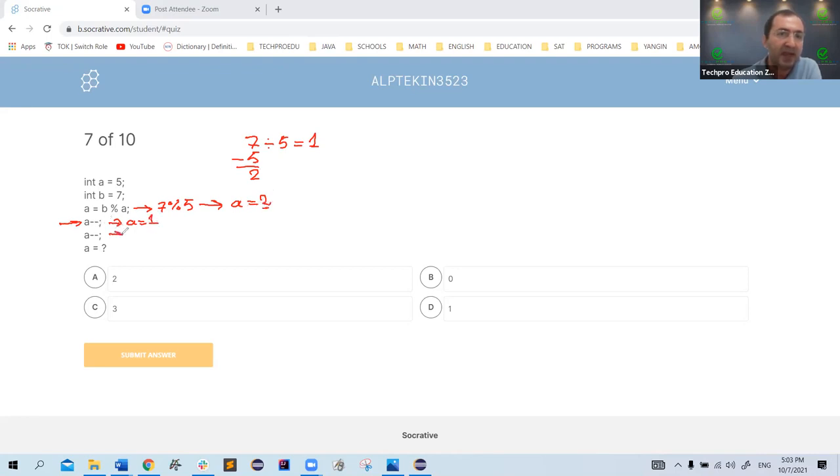We have another decrement by 1. So it was 1, decrease by 1, now it is 0. So the question is, what is the value of A? The final value of A is 0, B is true.